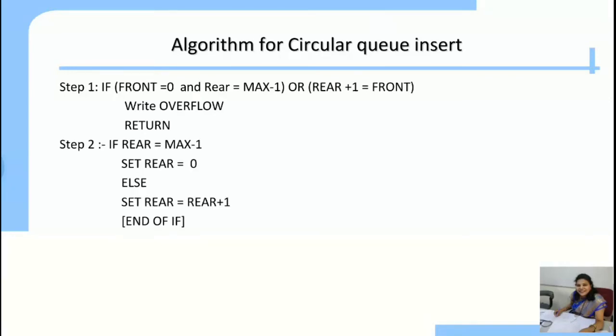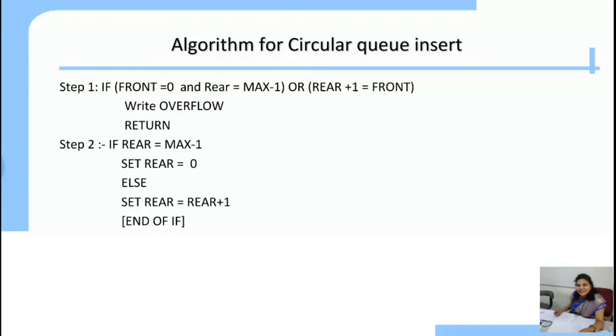See, in step 1, we are checking whether there is an overflow or not. If front is equal to 0, this is the first condition of circular queue overflow, and rear is equal to max minus 1, or there is another condition also, rear plus 1 is equal to front. Then write overflow and return. Why return? Because we cannot perform insert operation on the full circular queue. If this circular queue is not full, then we are going to perform the insert operation.